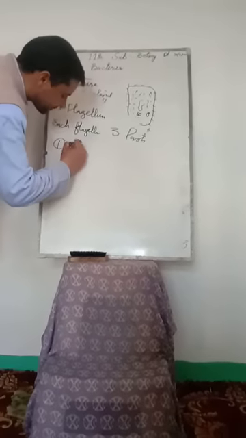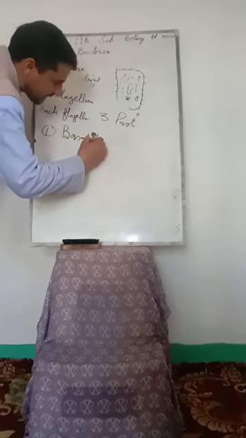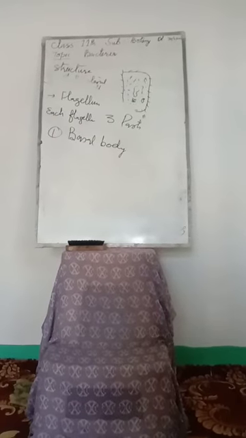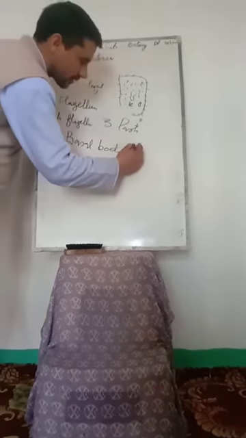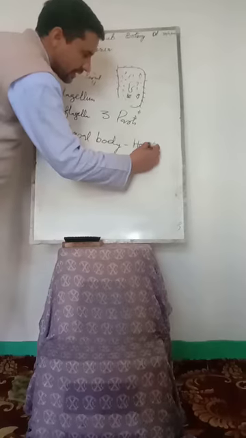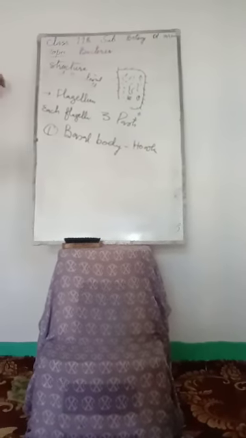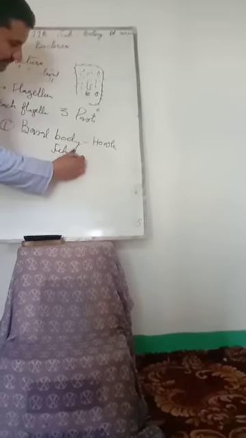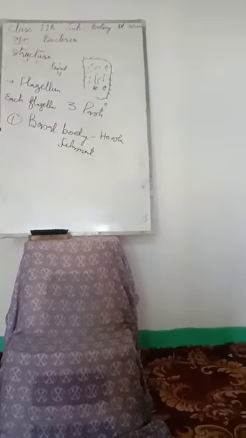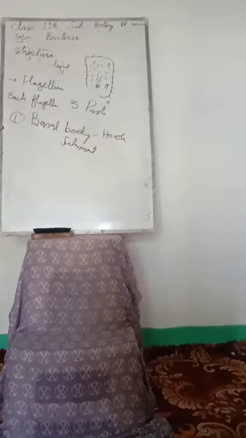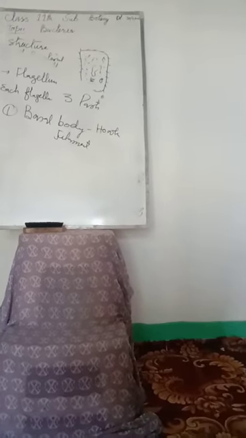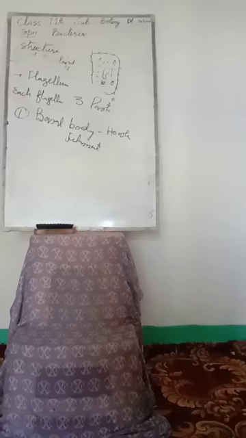Number two, it is hook. Number three, it is filament. These are the three parts of flagella. This basal body is the main part in flagella.